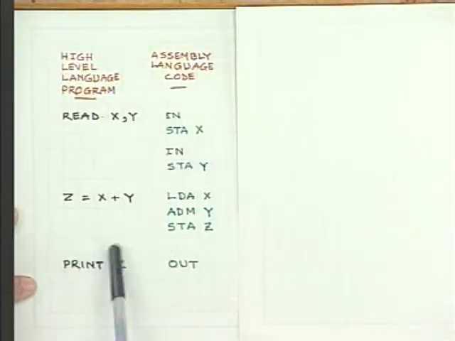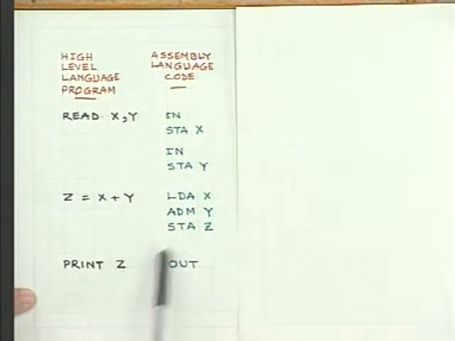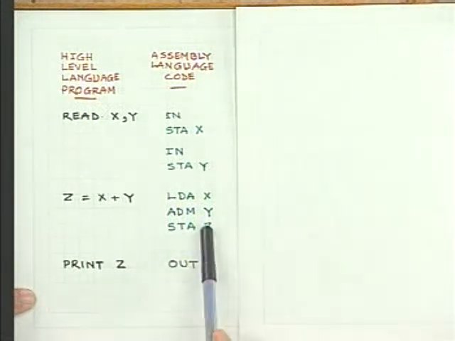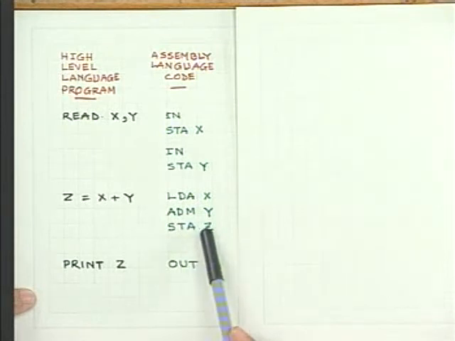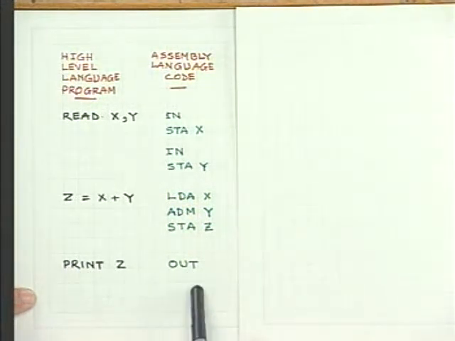Now, after z has been computed, we say print z. That means whatever is in that accumulator, you see the result is still in that accumulator. Though I have stored the accumulator into the z location, the result x plus y is still in that accumulator. So if I say out, that means whatever is in that accumulator is outputted to a standard output device, as if that is a printer. Then the print z instruction is executed.